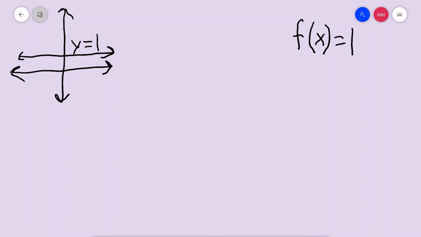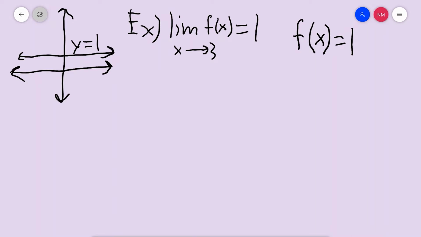For just one example, let's take the limit of this function f of x as x approaches 3. And that would just be 1 because this function is always approaching 1.